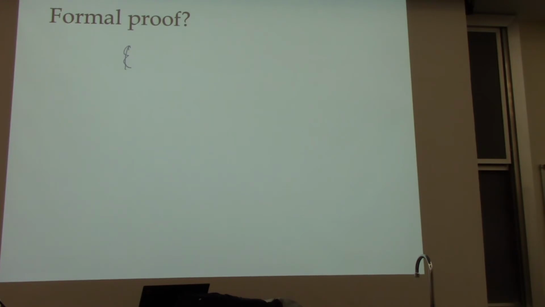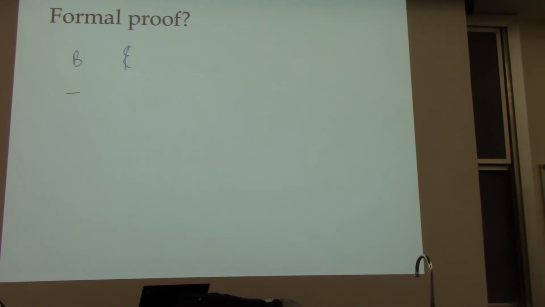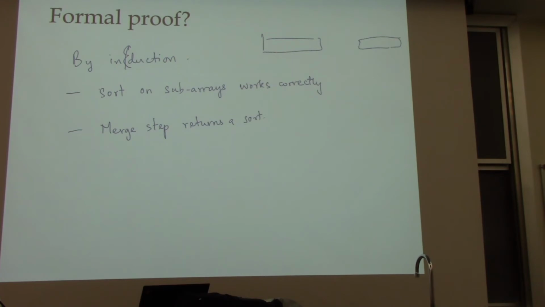And basically what you have to say to formally state is that you can assume inductively that the recursive call to merge sort actually correctly sorts. So the proof is officially by induction. And what you essentially said is there are 2 steps. One is that the sort on the subarrays works correctly, so this produces 2 subarrays that are both sorted. And then you are saying that the merge step returns a sorted list.